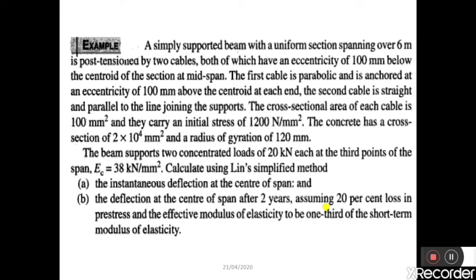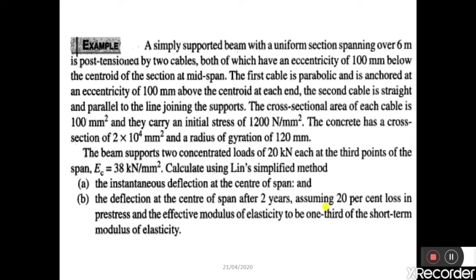That means it is a straight cable, and it has a constant eccentricity. The cross section area of each cable is 100 mm square and each cable is carrying an initial stress of 1200 Newton per mm square. The cross section area of the concrete beam is given, the radius of gyration is given, and the beam is supporting two point loads of 20 kN each at one third of the span. Young's modulus is given, that is Ec is equal to 38 kN per millimeter square.